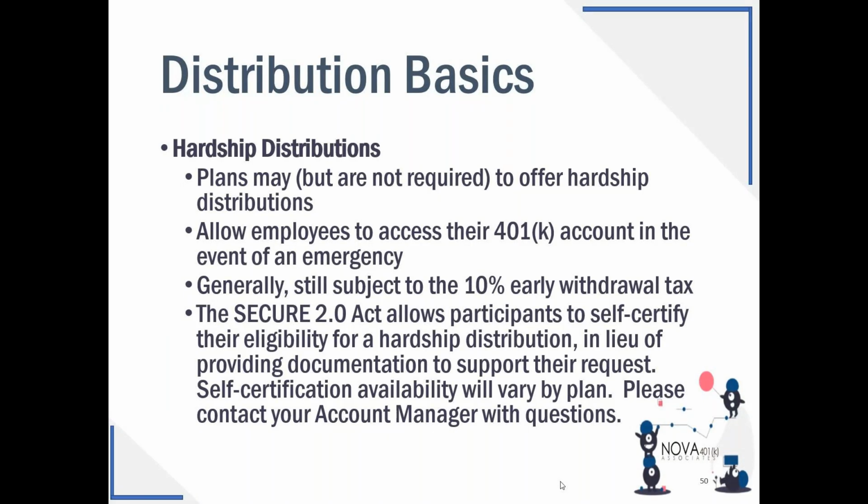Also, something new from Secure 2.0 is that participants are allowed to self-certify their eligibility for a hardship, which means that they don't have to prove that they've had a hardship. Now, this depends on whether the plan allows this self-certification. They don't have to. They could require proof. And it also depends on the record keeper. Sometimes record keepers are requiring that participants only self-certify or vice versa. So that's important to understand, whether or not participants need to provide documentation that they actually had a hardship.